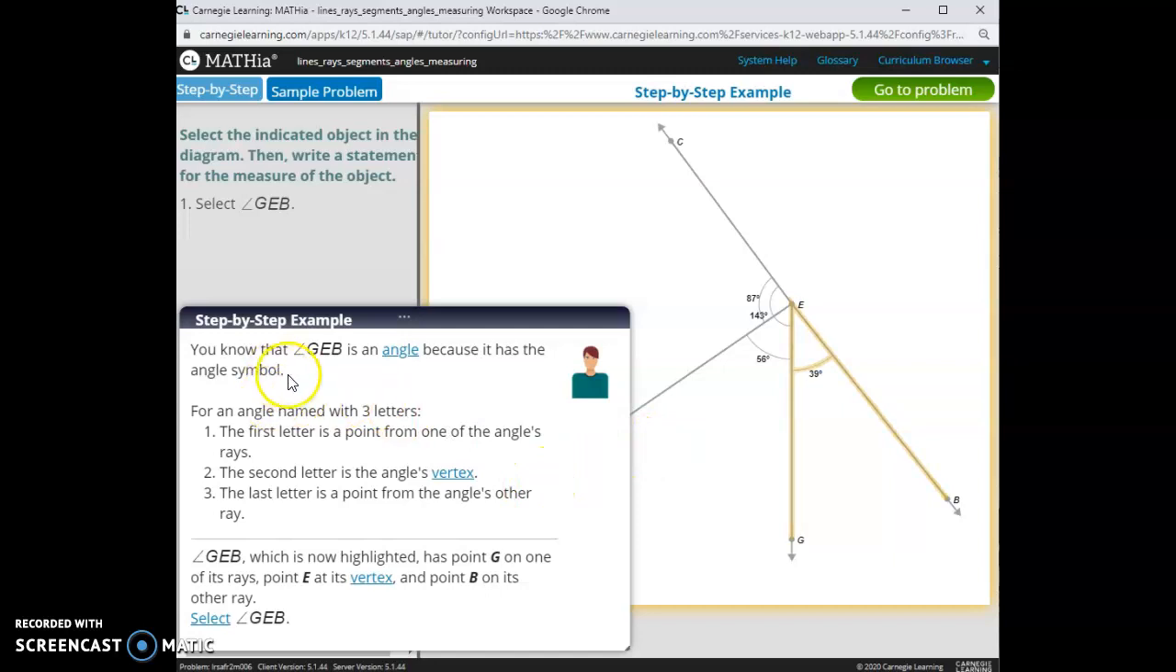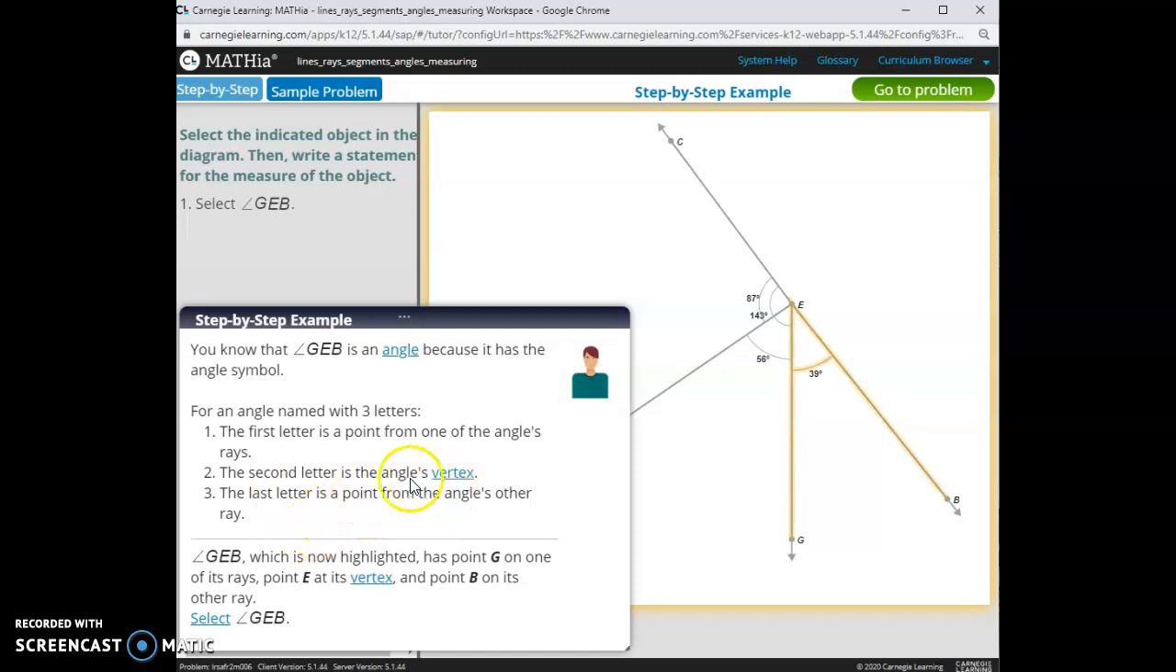All right, I'm going to read everything that it says here. You know that angle GEB is an angle because it has the angle symbol. We're not looking over at the drawing. We're just reading these words. For an angle named with 3 letters, the first letter is a point from one of the angle's rays. Remember, an angle is the union of 2 rays that share a common endpoint.